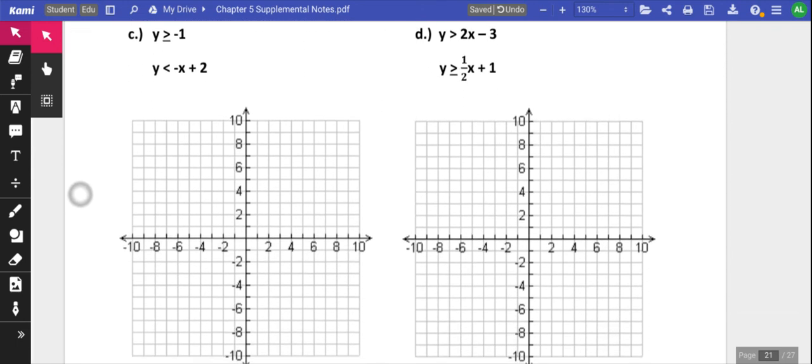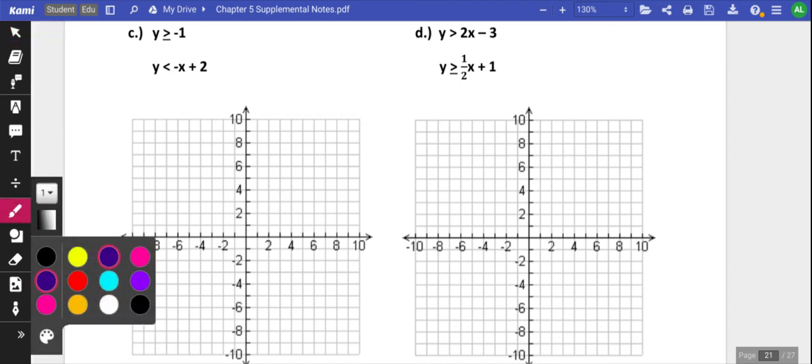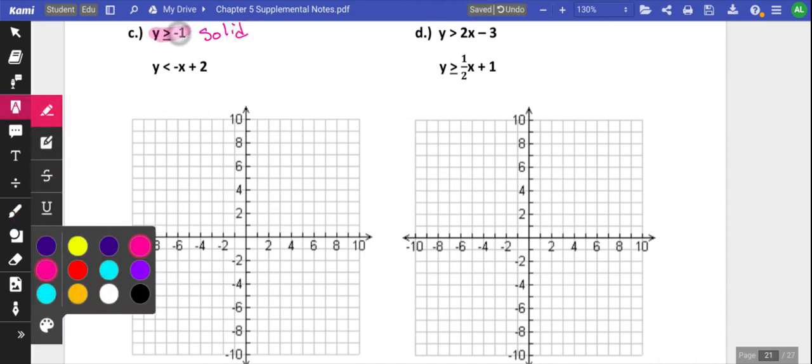Let's do this nice slope intercept form one right here, problem C. Sort of a similar one to the one we just did, just so we can see the process again. I've got y is greater than or equal to -1. I know that's going to be a solid line. I'll do the first one in pink and the second one in blue.